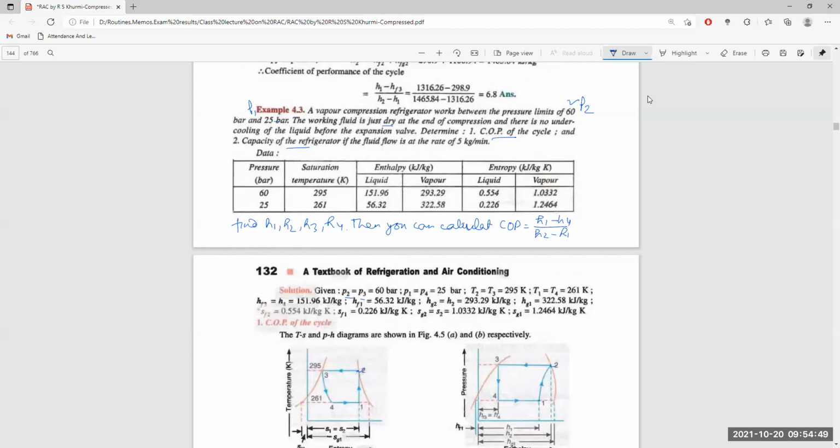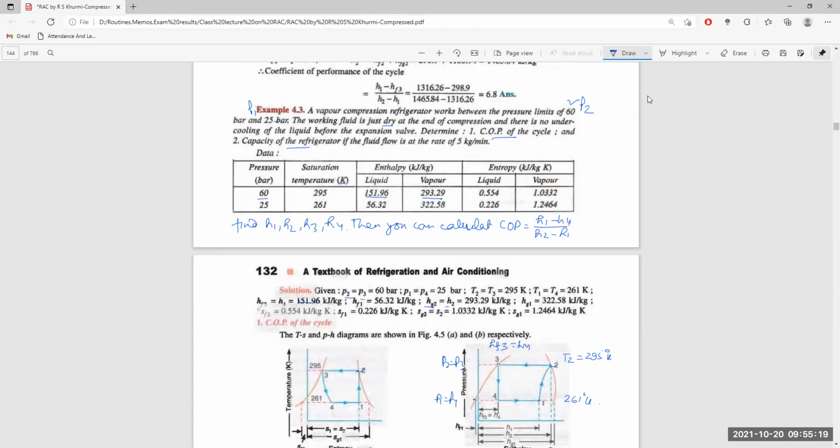So it is supposed to be somewhere here, but this is not H1 itself. Hf3 is not equal to H1, but H1 is also given. And Hg2 is equal to H2. Hg2 is the enthalpy of the gas, and as per this working process it is just dry at the end of compression. So we can say Hg2, the enthalpy of the vapor at point 2, is equal to H2 itself.